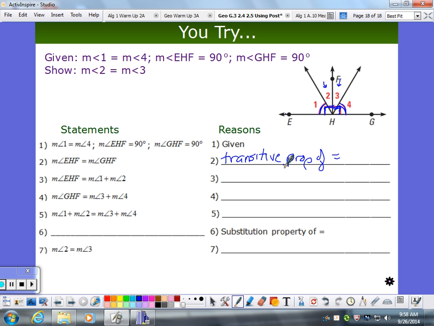All right, fantastic. Now they're claiming that EHF is the measure of angle 1 and the measure of angle 2 added together. This plus this gave me the whole thing. Angle addition postulate. You're adding two angles to get the whole thing.